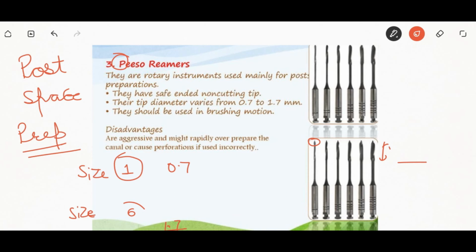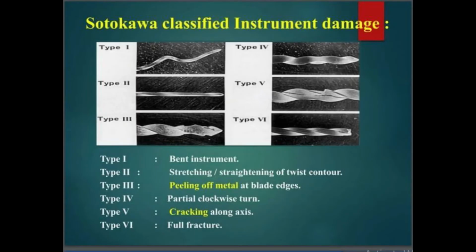Since they do not follow the canal curvature, they may cause perforation by cutting laterally. They are stiff instruments, so they have to be used very carefully. Another important classification that can be asked in your exam is Sotokova's classification. So remember it from the exam point of view.